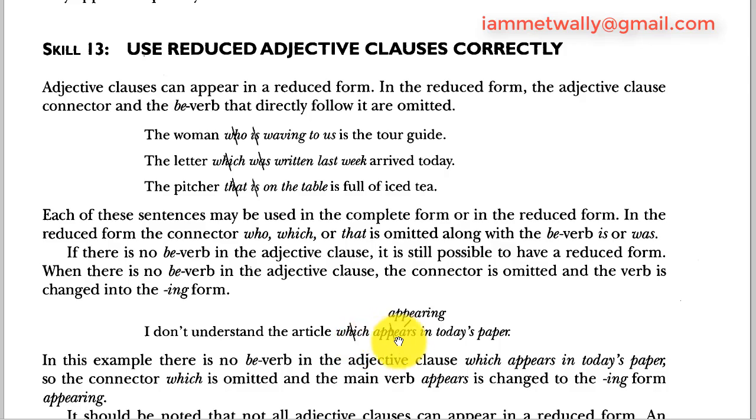After which I have appears, because this which works not only as a connector but also as a subject. So this is the verb, and I have to change this into ing. It says in this example, there is no be verb in the adjective clause which appears in today's paper, so the connector which is omitted, and the main verb appears is changed to the ing form, appearing.